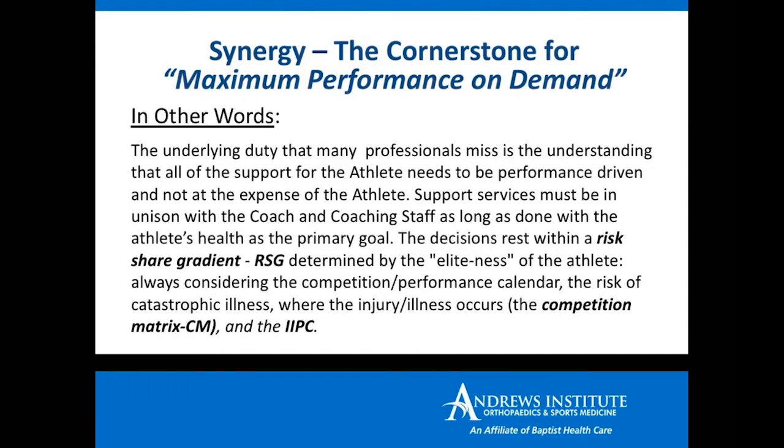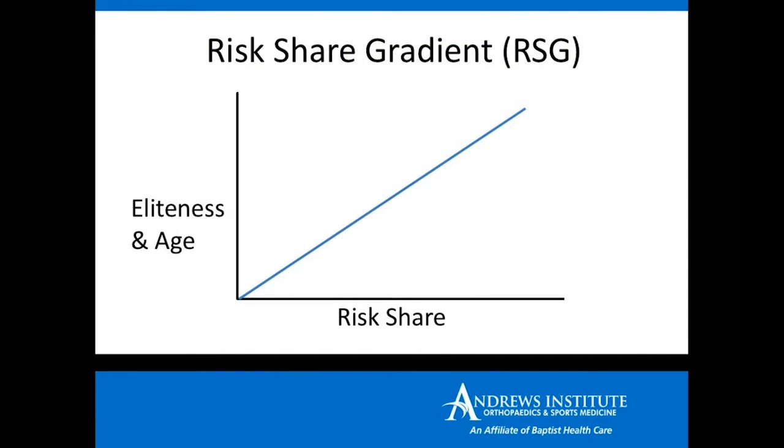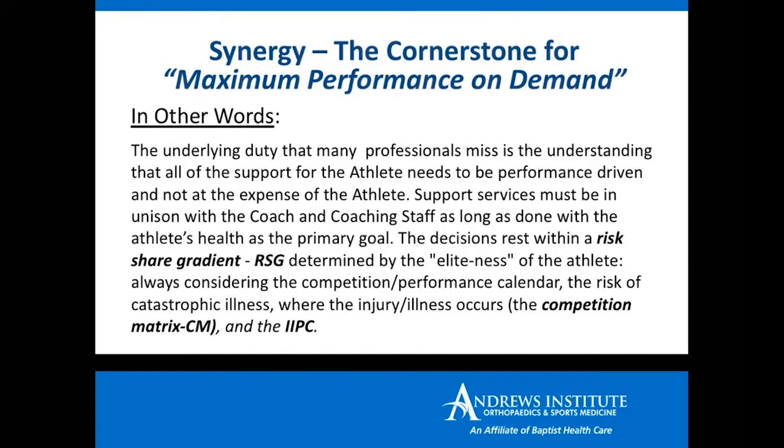But then the decisions also rest on what we call a risk share gradient, and I'll explain this further, determined by the eliteness of the athlete, always considering the competition and performance calendar, the risk of catastrophic illness. Number one, never at the expense of... Those are no-nos, all right?